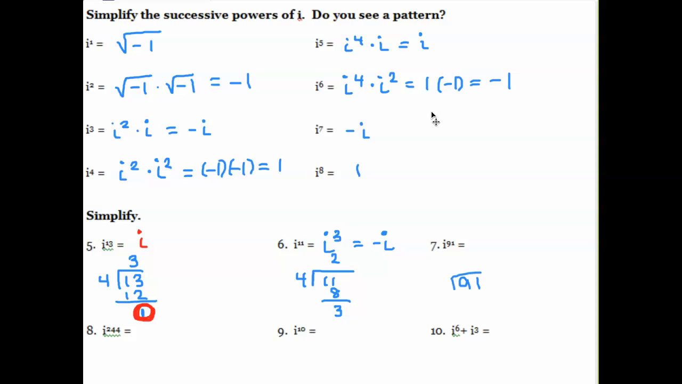Okay? 4 into 91. Well, 4 goes into 91 at 88. So 91 minus 88 is 3. So i to the 91 is the same as i cubed, which is negative i.